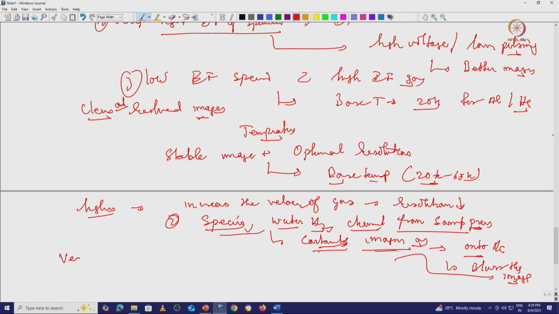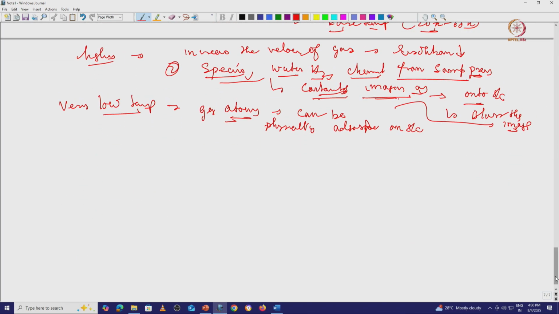However, very low temperature also has a problem. It might be possible that the gas atoms can be physically adsorbed on the surface. Okay, at a very low temperature it is possible that the imaging gas atoms can be physically adsorbed on the surface. So this is a problem then.